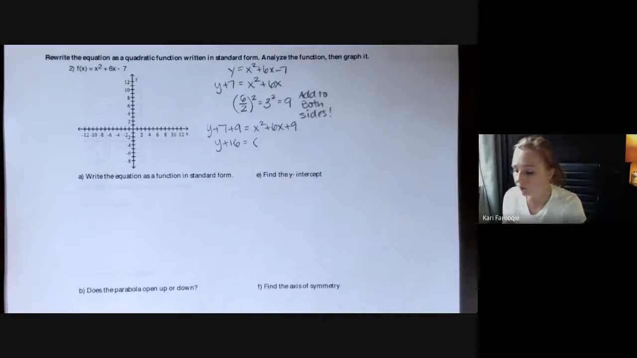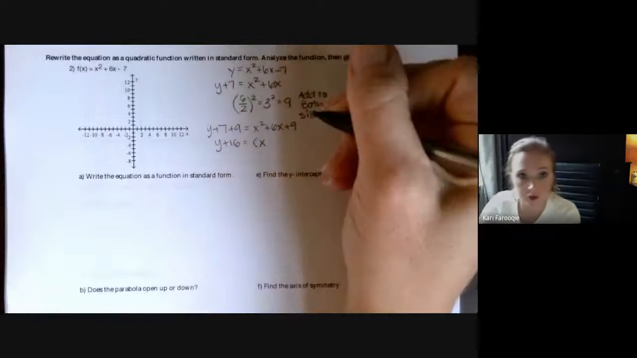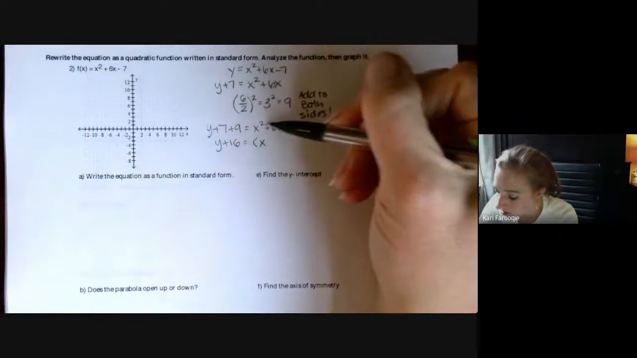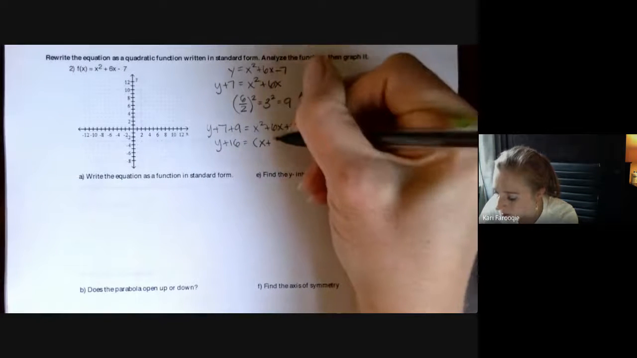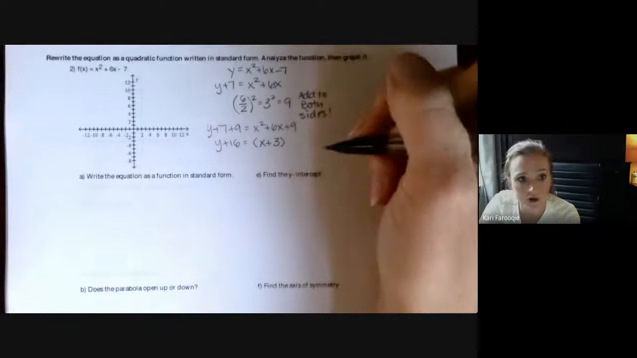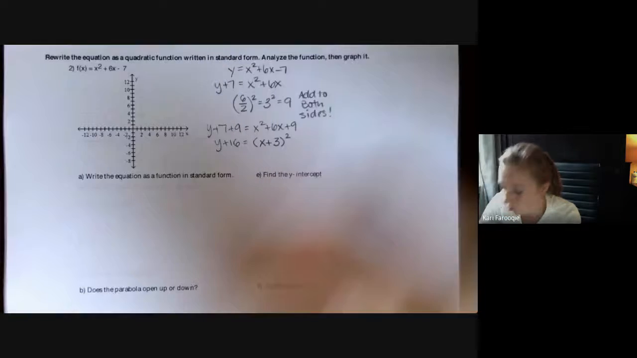So to factor our perfect square trinomial, remember we keep the variable to the first power, then we keep the sign that's in front of the middle term, and we take half of the middle term's coefficient, and we square it.